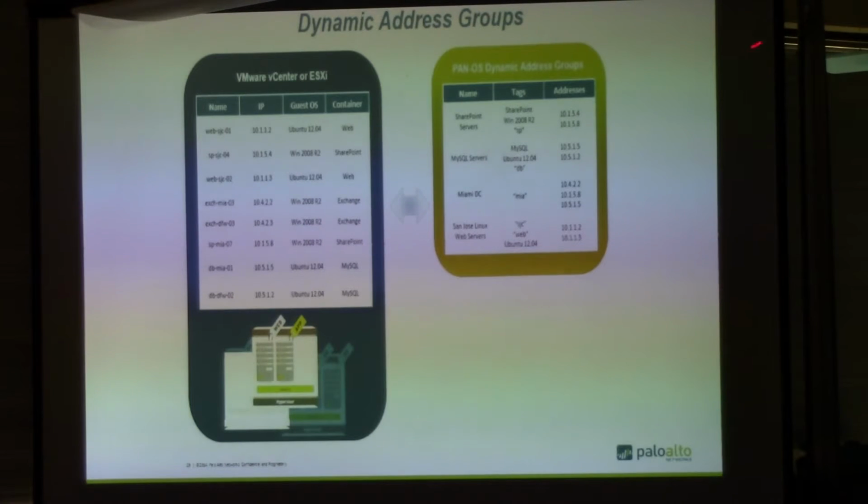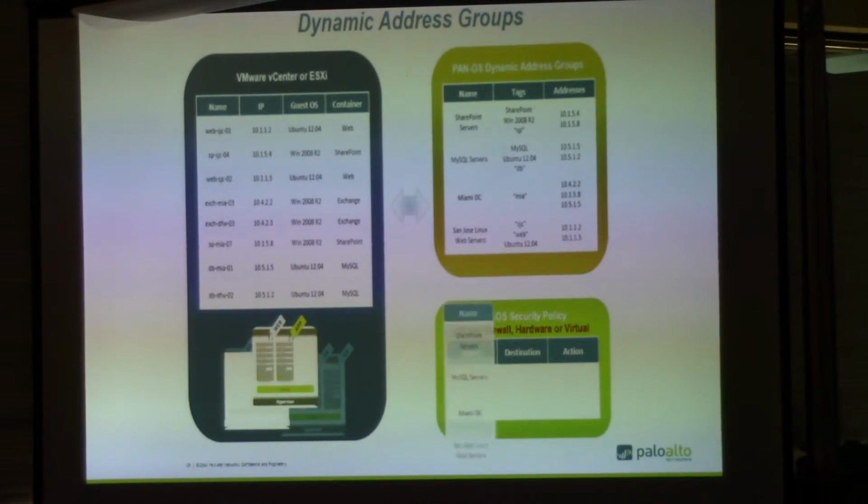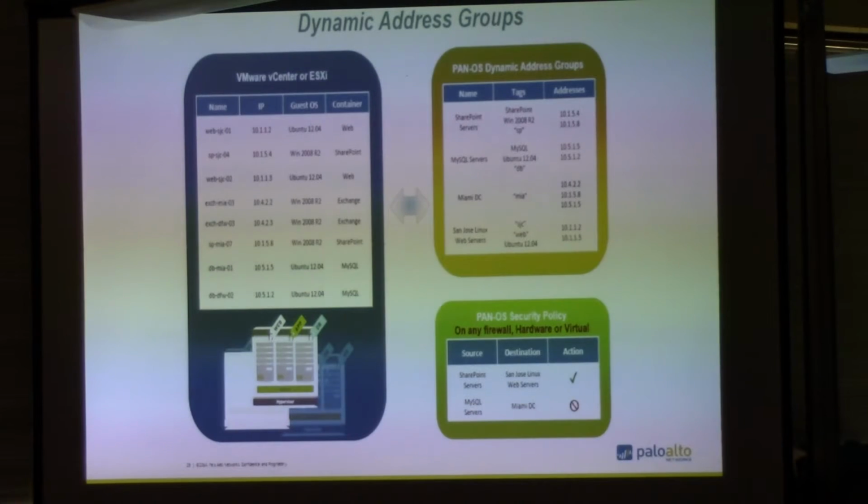So these address groups are essentially empty buckets until VMware tells us, hey, there is a SharePoint server out here that matches the SharePoint tag, and these are the different servers that we got. So as you have environments where you're either spinning servers up or even deprovisioning servers, you can take that information and build that into a security policy. So we're going to delete this server.